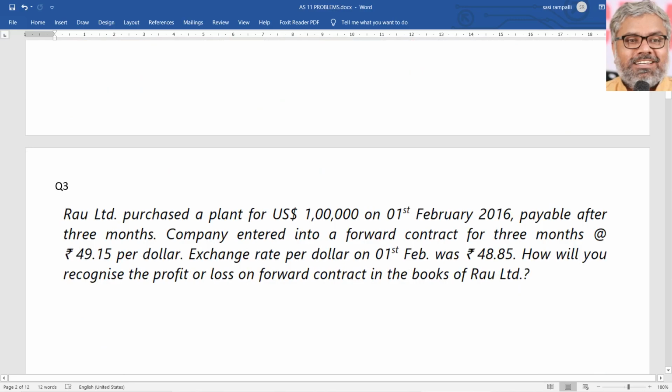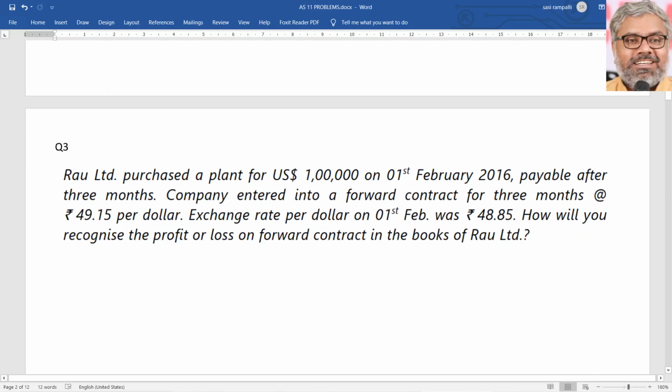Now, a similar question is given. Say, Rao Limited purchased a plant for 1 lakh rupees on 1st February 2016, payable after 3 months. There is no separate loan, but along with the plant itself, a loan also came. There is a payable. That is also a monetary item. So the company entered into a forward contract.